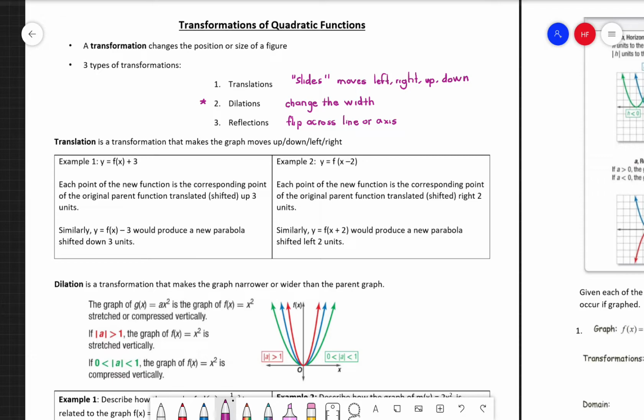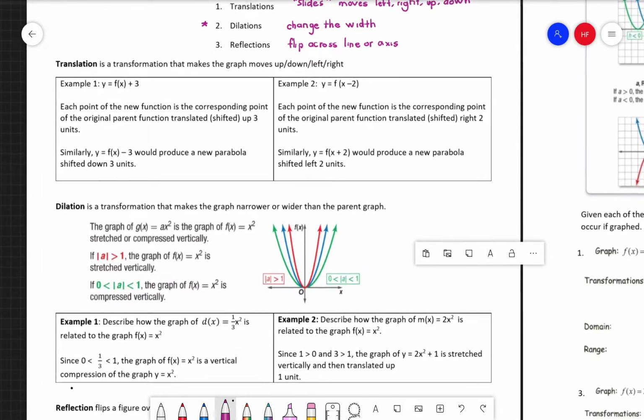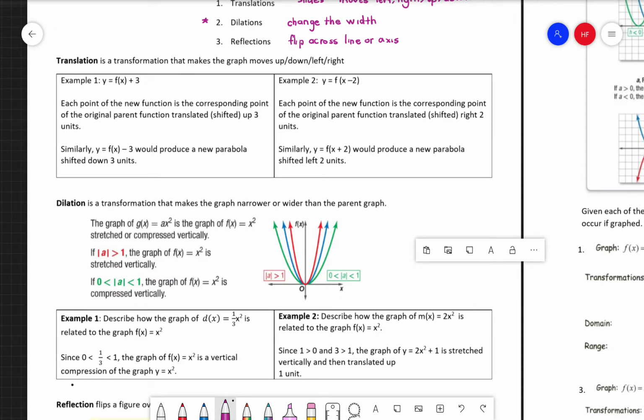So translation is going to move up, down, left, right, like I said. An example would be if we had y equals f of x plus 3, where f of x is the original function. So we're taking that original function and moving it up 3 units. Similarly, y equals f of x minus 3 would produce a new parabola shifted down 3 units. So up 3 units, down 3 units. Up is positive on the end, down is negative on the end.